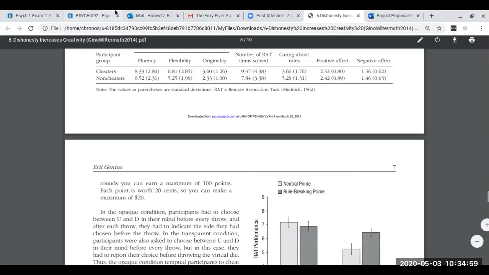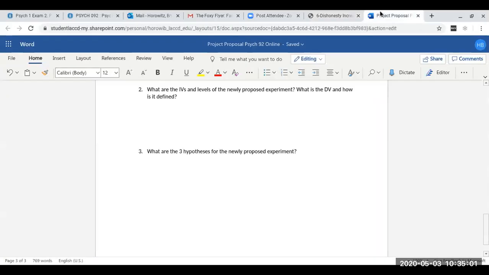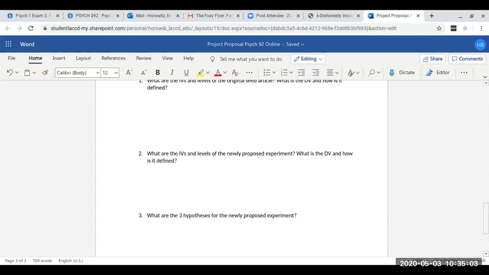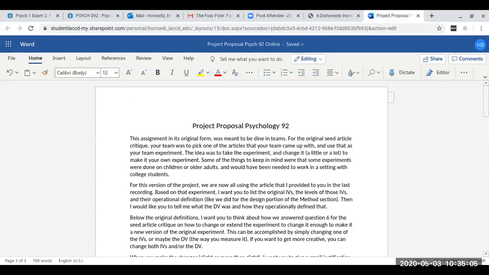So this brings us to the last part. This is our, and I should start at the beginning, so I'm going up, our project proposal for Psych 92. Now, when you guys were in groups, there was a group element. This was going to be turned in. There was going to be a prediction of a graph and things like that. But I'm not going to do all of that.